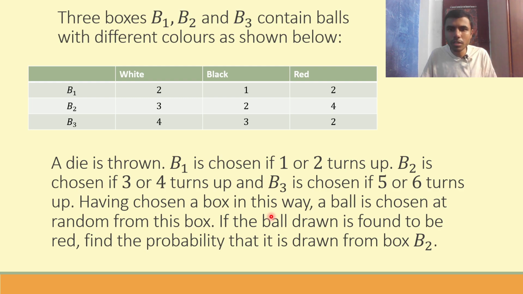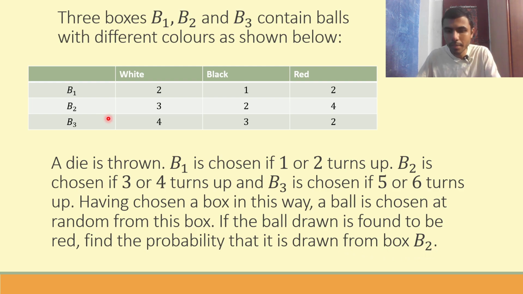Fine. Having chosen a box in this way, a ball is chosen at random from this box. A box is selected, and now from that box you are choosing a ball. Now, if the ball drawn is found to be red, find the probability that it is drawn from box B2.